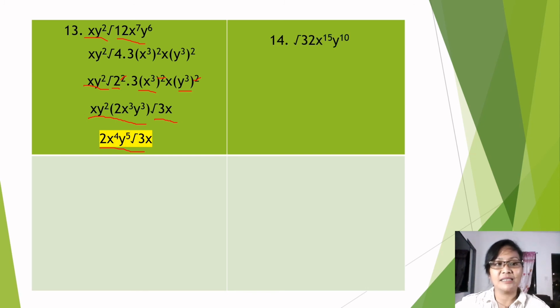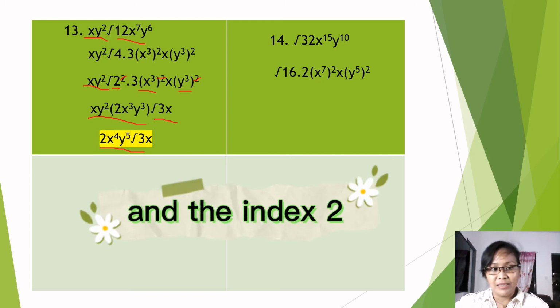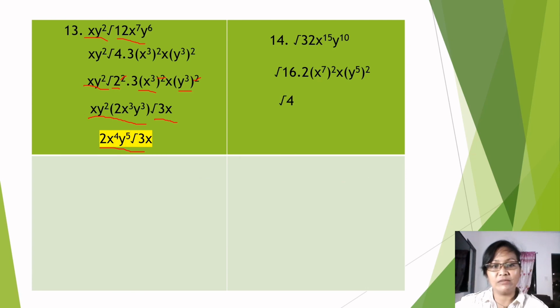Number 14, square root of 32, x to the 15th power, and y to the 10th power. Of course, first, we need to factor out the radicand. So we have 16 times 2, x to the 7th power squared, and the remainder x, and then y to the 5th power, remainder 2. Next, write in exponential form. So we have 4 squared times 2, x to the 7th squared x, y to the 5th squared.